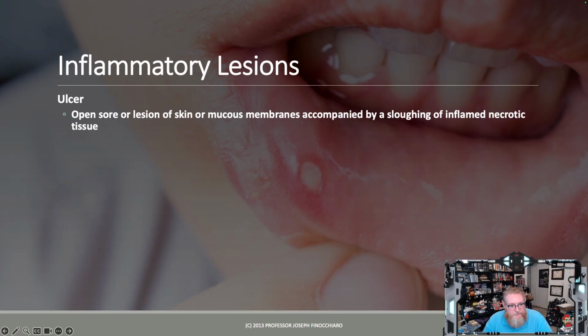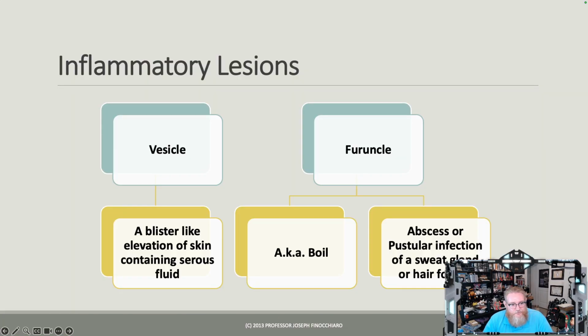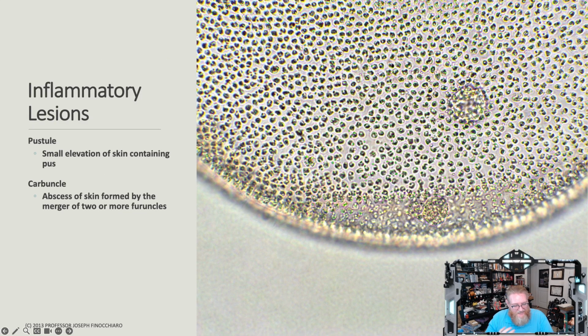You have ulcers, an open sore lesion of the skin or mucous membrane accompanied by a sloughing of inflamed necrotic tissue. You have vesicles, which is a blister-like elevation of skin containing serous fluid, and a furuncle, or a boil, which is an abscess or pustule infection of a sweat gland or hair follicle. So a furuncle/boil is a very specific type of abscess, or can be a very specific type of abscess.